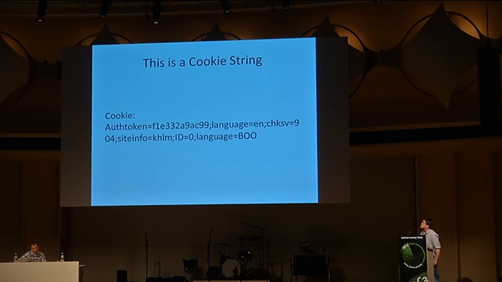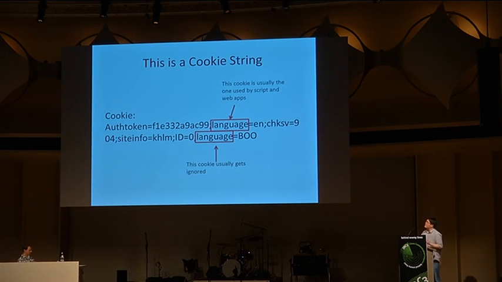So basically, for those of you that don't know what a cookie is, it's essentially used to maintain state between the client and a server in a web application, and it's essentially just a semicolon delimited list of name-value pairs, as you see here. So in this case, I have auth token, site info, etc. What's interesting in this case is I actually have two language cookies shown in red. And the question I want you guys to think about is what happens when there's this conflict where there are two cookies with the same name.